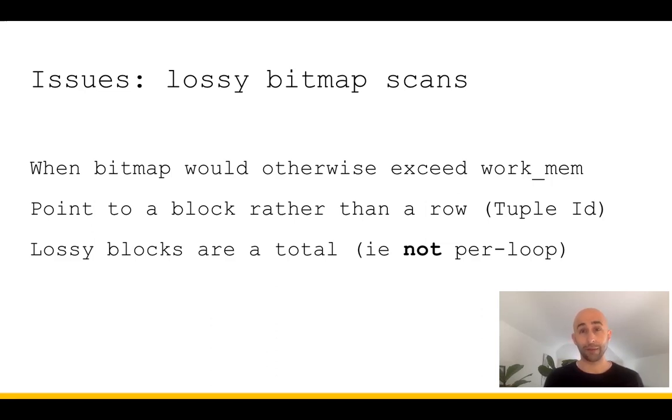So if it would exceed that, Postgres reverts to a lossy bitmap scan, which means that some of the pointers are to a block instead of to the row. That means it gathers more rows than it needs to, assuming some rows in that block wouldn't satisfy the filter condition, but it still fits in work mem. So it's a trade-off, but if you can avoid it, chances are your query will be faster. And yeah, so these are a total rather than a per loop average.